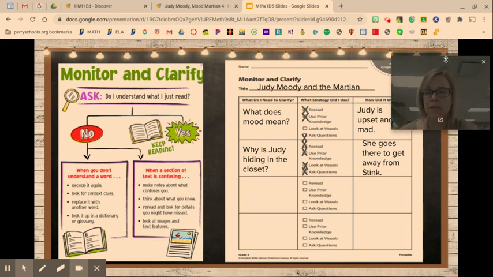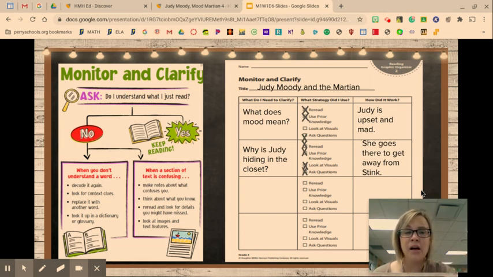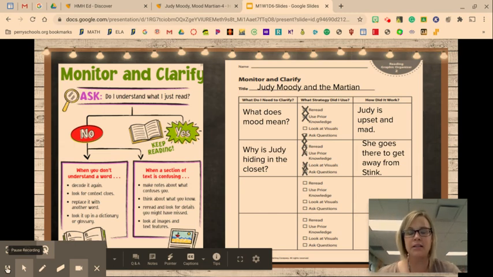So one of the things that you guys are going to do today for your independent activity is to complete this monitor and clarify graphic organizer. So I've already filled this out for the two things that I just showed you how to monitor and clarify. The first one was monitoring and clarifying a word. So we said, what does the word mood mean? The way that I kind of figured this out was to reread and use prior knowledge. And then I asked myself a question. After I reread, I found that Judy is upset and mad.